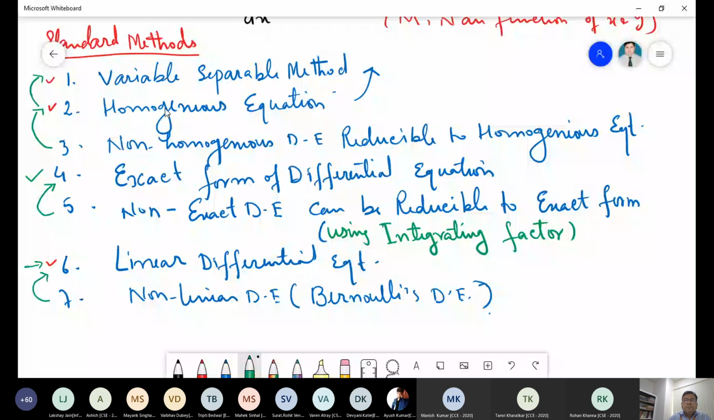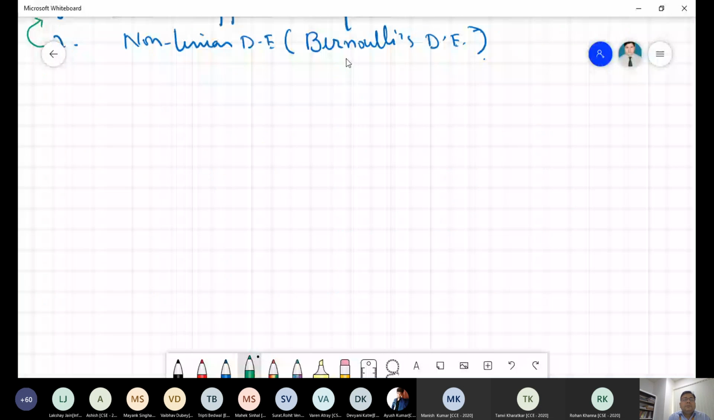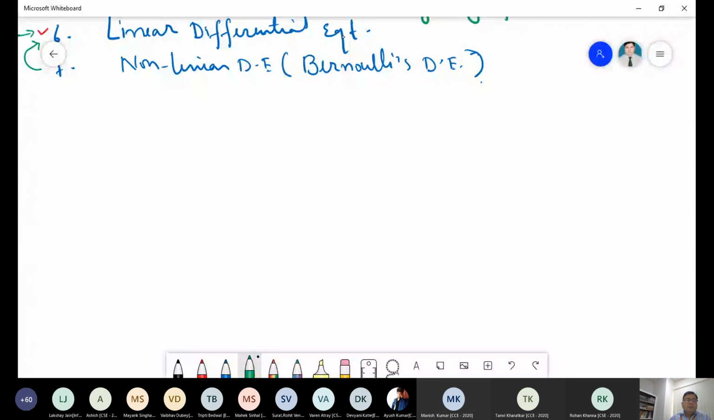Fine. So going to start the first method, that is the variable separable method. So come to the first method. First one, this is the variable separable method.